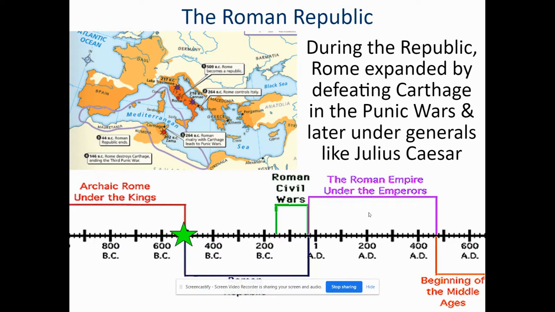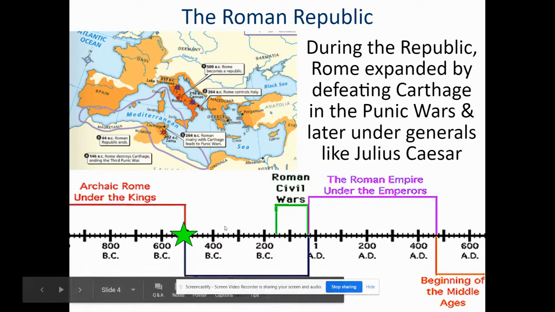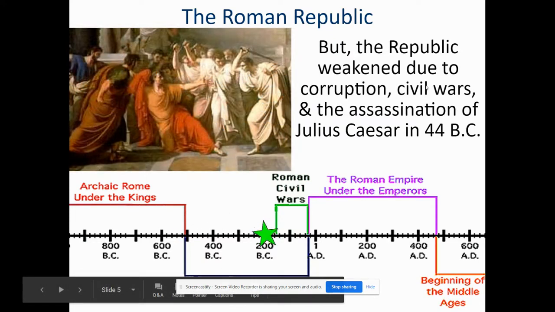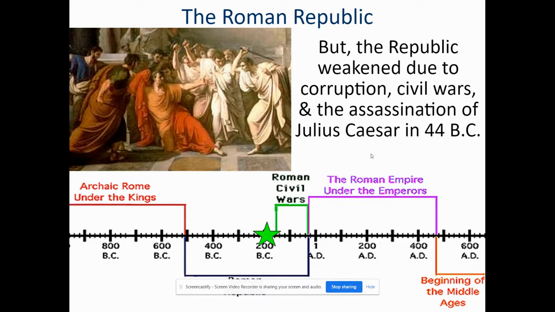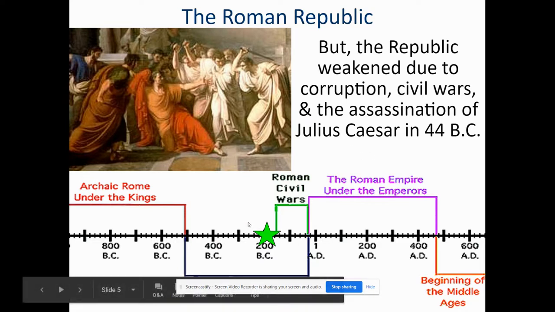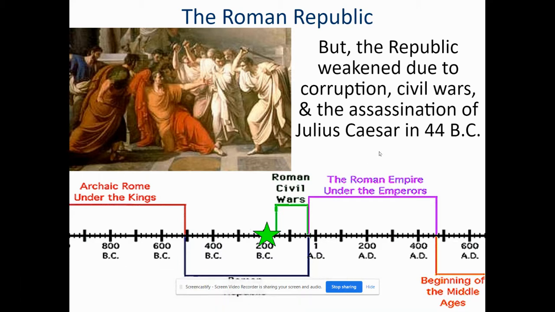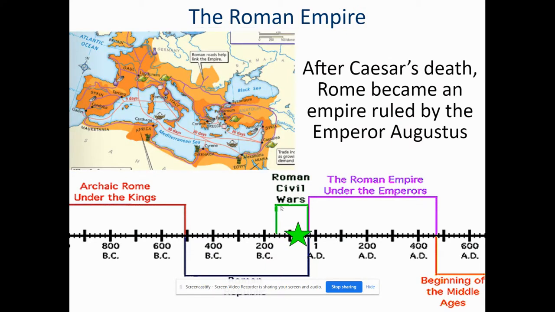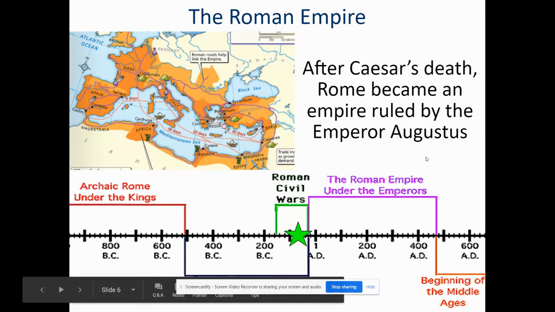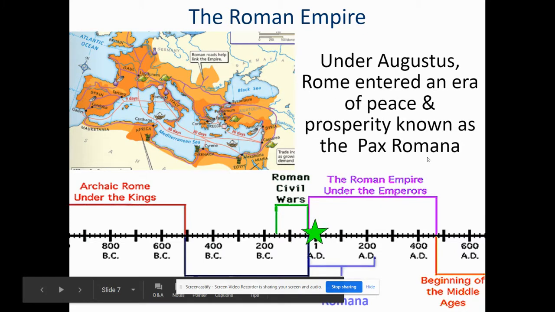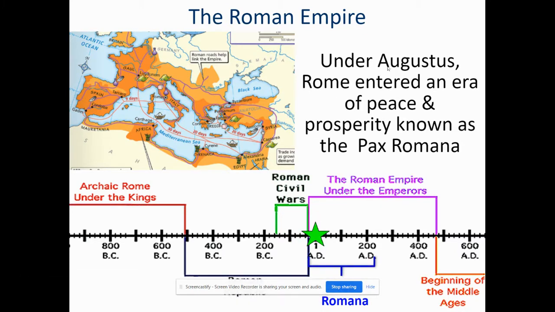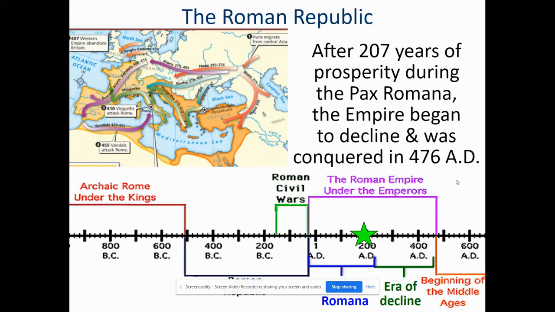Then the Republic expanded because they defeated Carthage in the Punic Wars, and now they are going to change government because of corruption. They had civil wars and the assassination of Julius Caesar. So in that time period, they had the councils, and then Julius Caesar was an emperor. Then we have Augustus, where we're going to have Roman civil wars. At the very end of his rule, we have the Pax Romana, where they have peace.